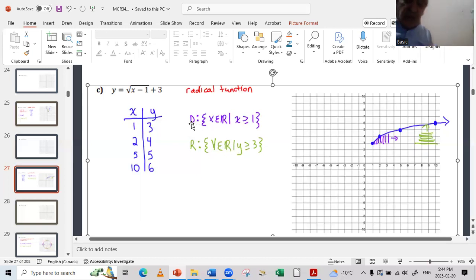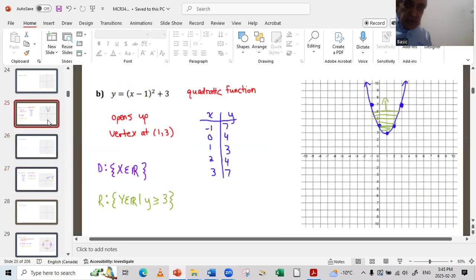We have the domain, like we said, the domain for the x and y for the range. Domain x, range y. This is a point. And this function we call a radical function. Why the word radical? Because there is a square root.